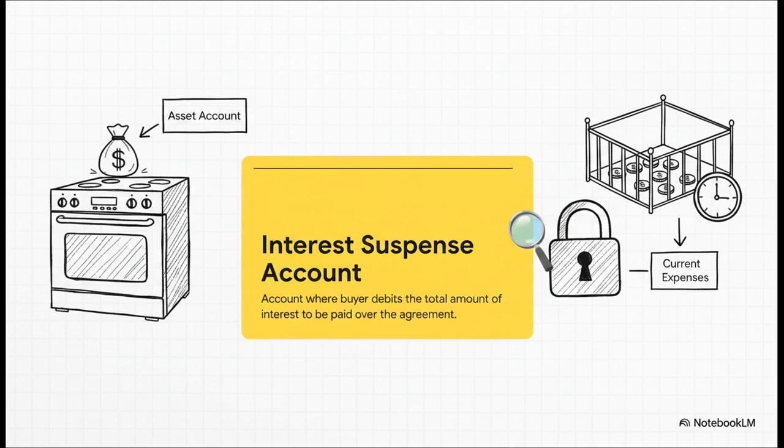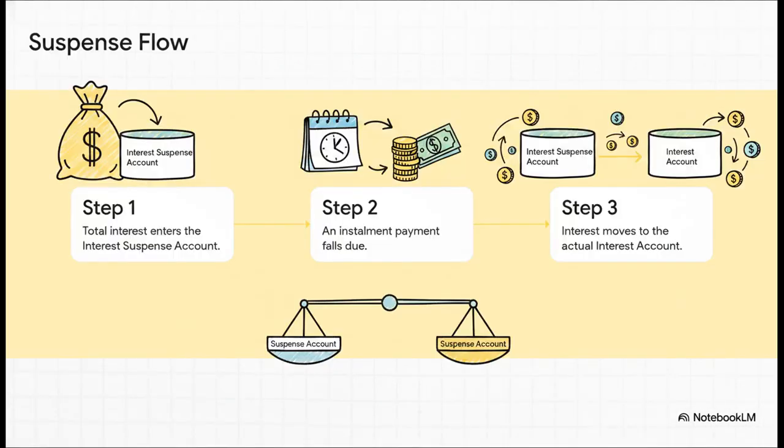Think of it like an accounting waiting room or a holding pen. That $200 is parked there safely on the balance sheet. It acknowledges that we owe the money, but importantly, it keeps it completely out of our current expenses until it actually belongs there. Just imagine how wildly messy the books would get without this brilliant little structure. Let's actually walk through the active flow of this holding pen step by step.